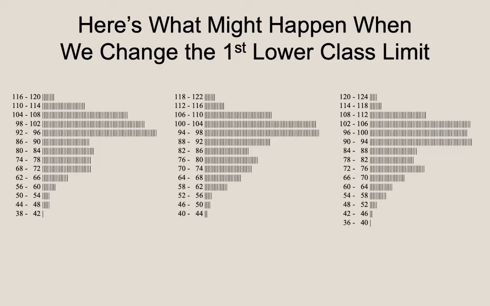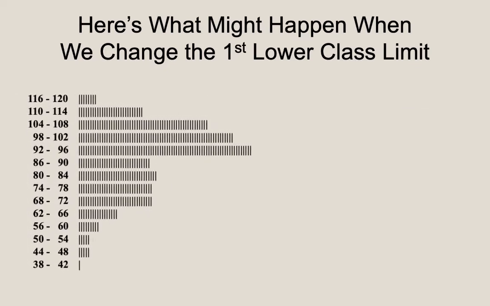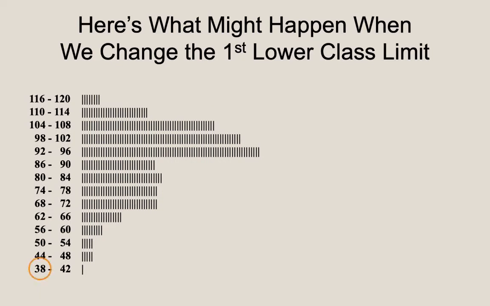Now, let's look at what happens when we change the first lower class limit. Here are the three possible GFDTs we could obtain with a class width of 6 for this psychology final exam dataset. In our first GFDT on the left, we see that the first lower class limit is 38 and the last upper class limit is 120.